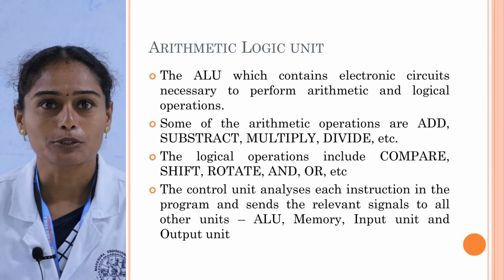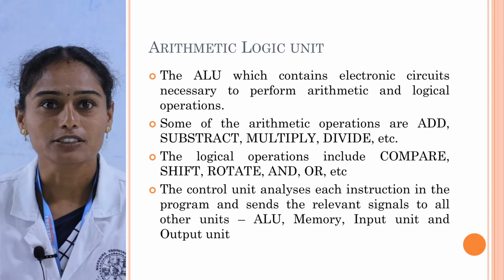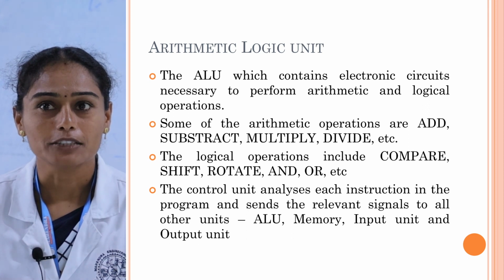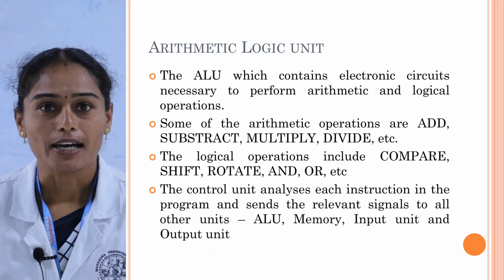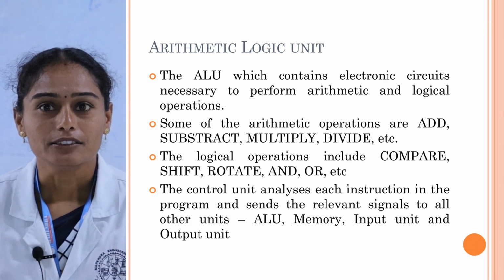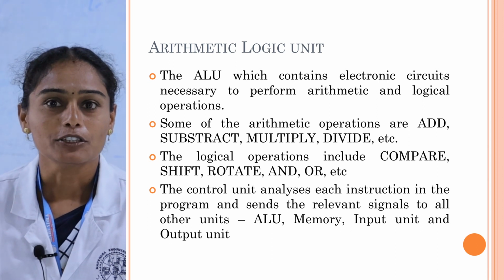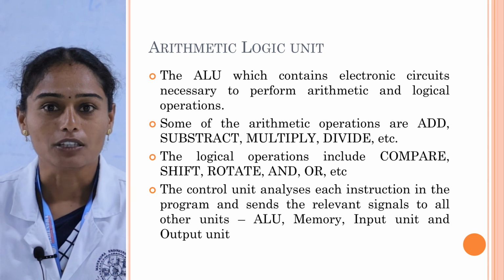First, we are going to see about the arithmetic logic unit. The ALU contains electronic circuits necessary to perform arithmetic and logical operations. Some of the arithmetic operations are add, subtract, multiply, divide and so on. Some of the logical operations are compare, shift, rotate, AND, OR and so on. The control unit analyzes each instruction in the program and sends the relevant signals to all the other units.